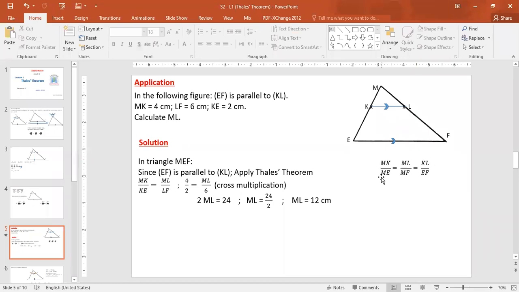I should use one of the two ratios that I talked about now. If you look, Amir, can you make one of the two ratios? MK over KE is equal to ML over LF. Yes, so we can use these ratios to calculate ML. Why? Because we have the measure of MK, we have the measure of KE, we have the measure of LF. The unknown is ML, right? So we can calculate ML and get the measure, which is 12 centimeter.